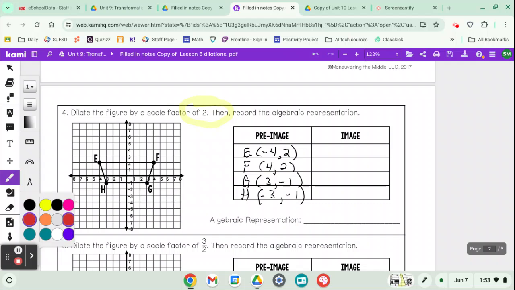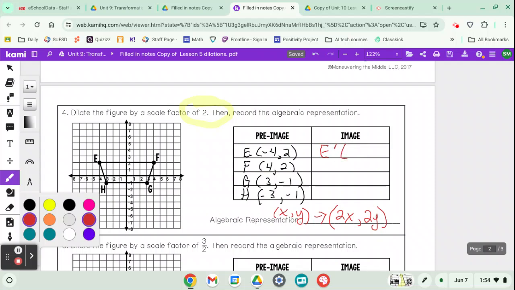In order to apply the scale factor of 2, we are going to take each x, y value and multiply them by 2. Feel free to use a calculator or mental math. E prime will be -8, 4. F prime, fill in your ordered pair. G prime, and H prime.